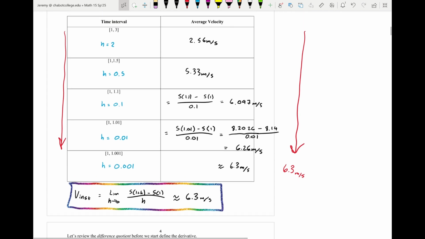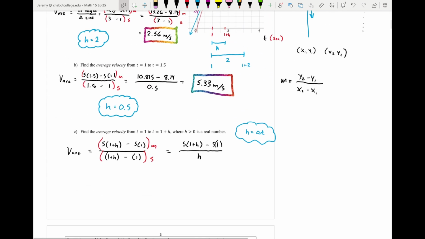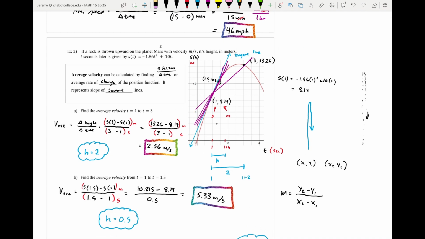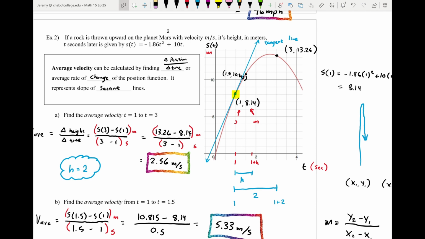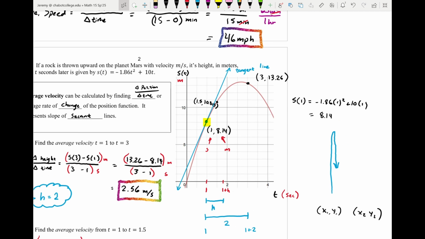Okay, so looking back to our graph, what we found is at t equals 1, at this point right here, this Mars rock, which was thrown upwards, has an instantaneous velocity of about 6.3 meters per second. Equivalently, the slope of that tangent line, so I could say m tan, the slope of the tangent line, is approximately 6.3.